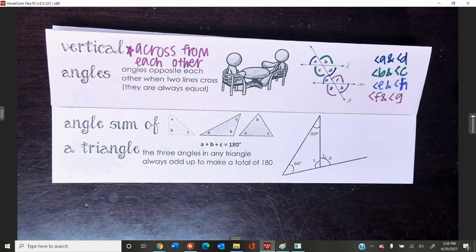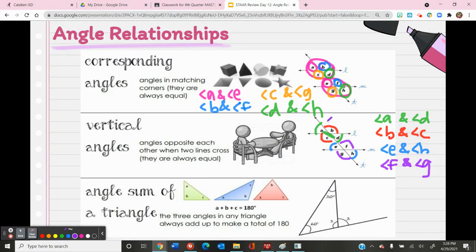So the last one we're going to look at is the angle sum of a triangle. Now the angle measurements of a triangle add up to equal 180 degrees. So we have A plus B plus C equals 180. So those are the angle measurements of my triangle. So here I have 60, 20, and I'm missing this one angle here. So if I know a triangle adds up to equal 180 degrees, I'm going to add 60 plus 20 together, and I get 80. So to find angle 1, I'm going to subtract 80 from 180, and I get 100. So angle 1 equals 100 degrees.